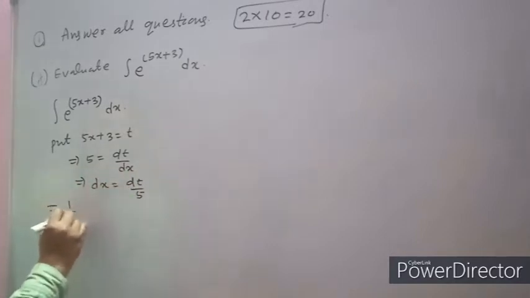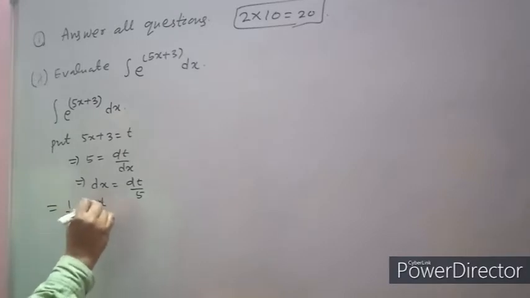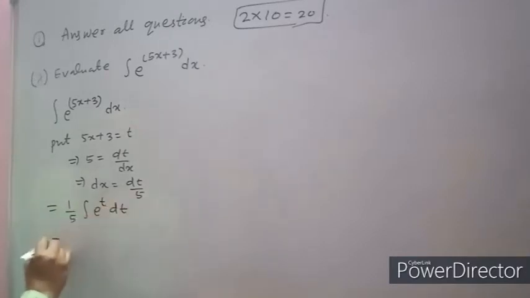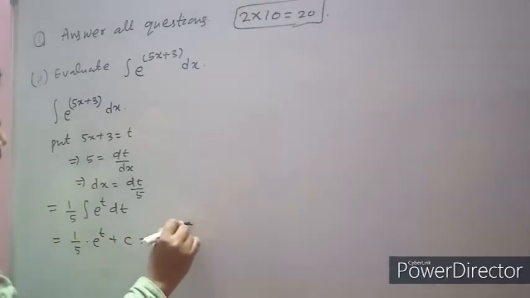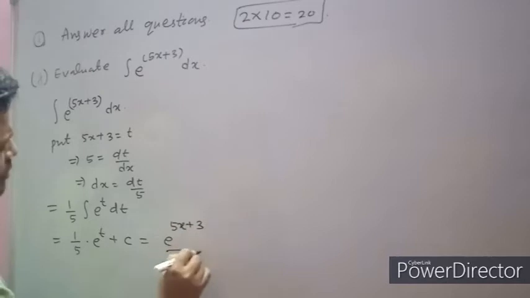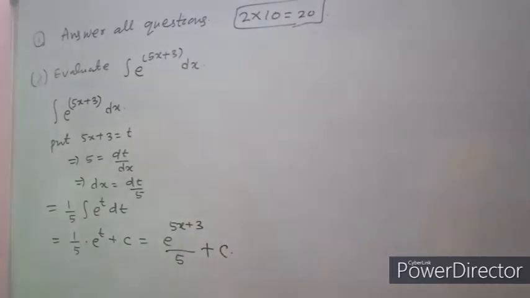So what you will get? 1 by 5 integration e to the power t dt. So 1 by 5 e to the power t plus c. The value of t is 5x plus 3. So you get e to the power 5x plus 3, by 5, plus c.